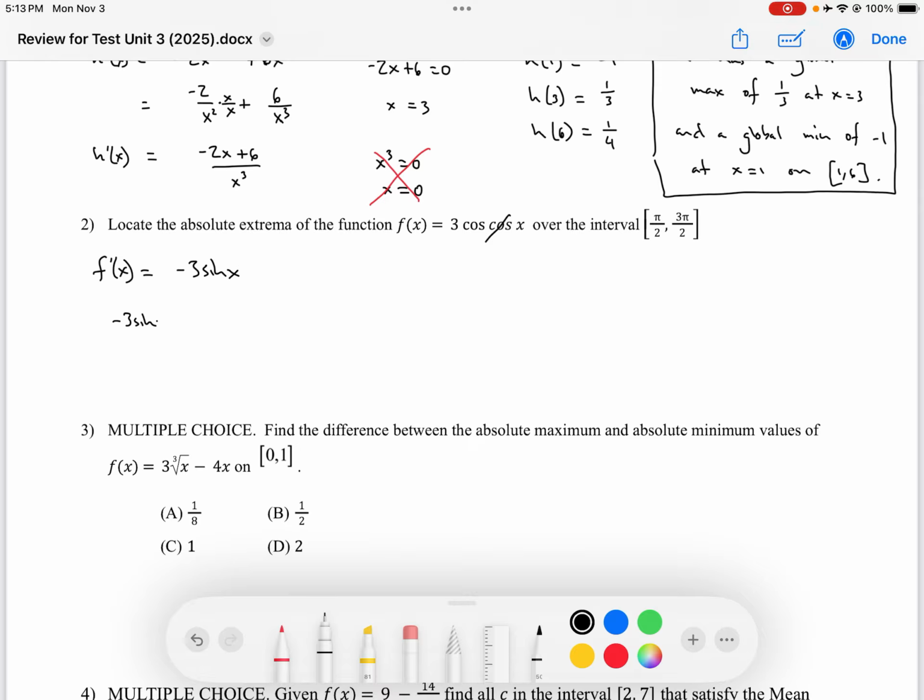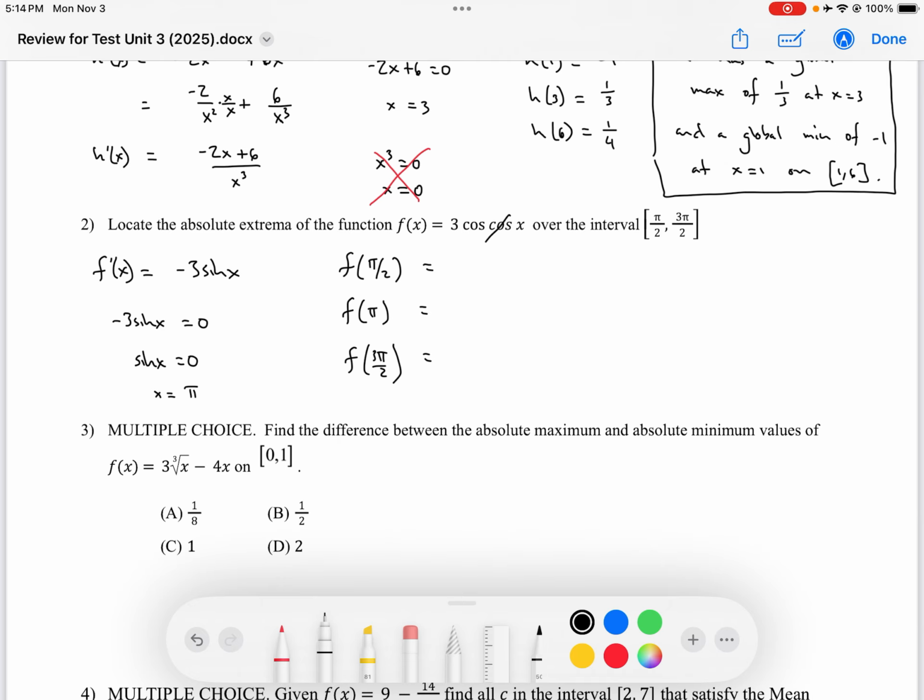Negative 3 sine x is equal to 0 where sine x is equal to 0. And of course, sine x equals 0 where x equals, well, 0, pi, 2 pi. But on this interval, we would have x equals pi. Okay, I'm not going to make a sign chart or anything because, again, this is the candidates test, the closed interval test. So now I'm just going to find f of pi halves, f of pi, and f of 3 pi halves, and see which one is the largest and the smallest.